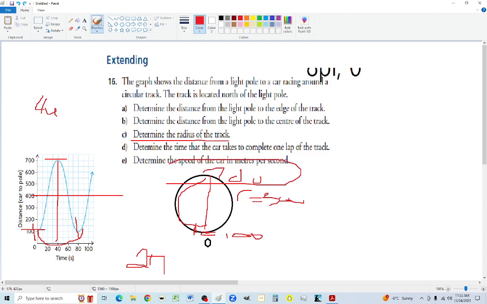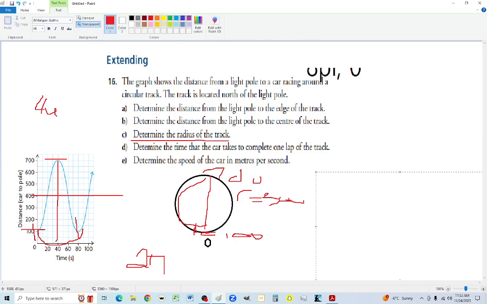Determine the speed of the car in meters per second. Okay, well, if you look at it, we'd have to figure out how round this track is and divide it by 80. The perimeter of any circle is 2 pi times r. R in this case is 300 meters. So we got 600 pi. Since we're talking meters, that's 600 pi meters, and it does that in 80 seconds.